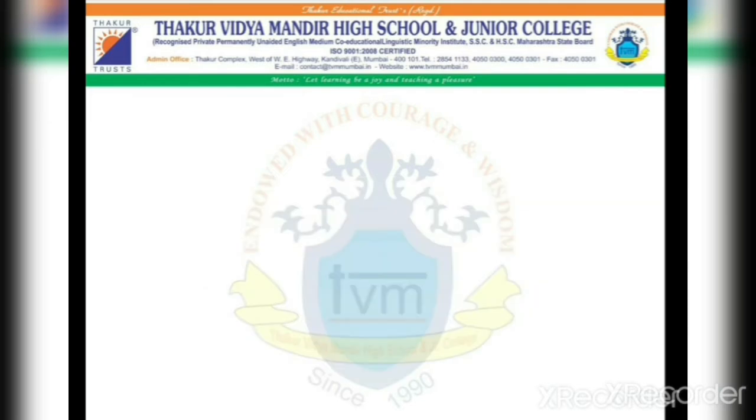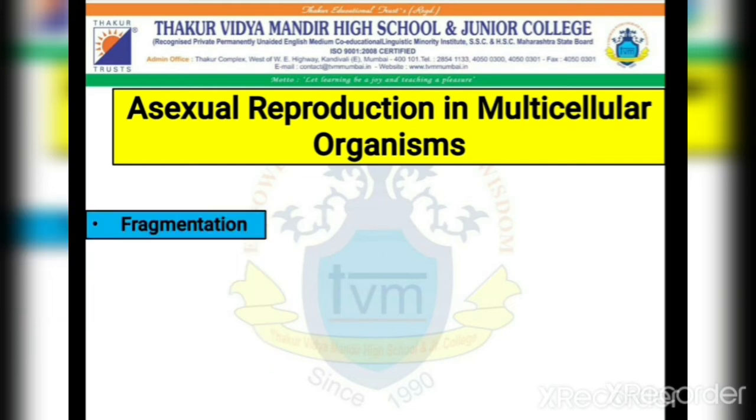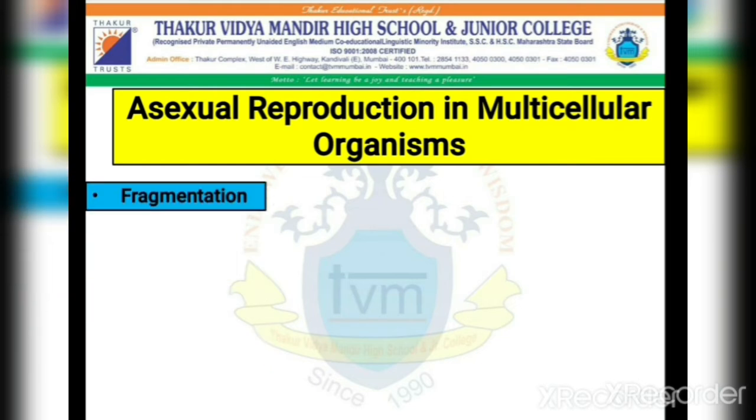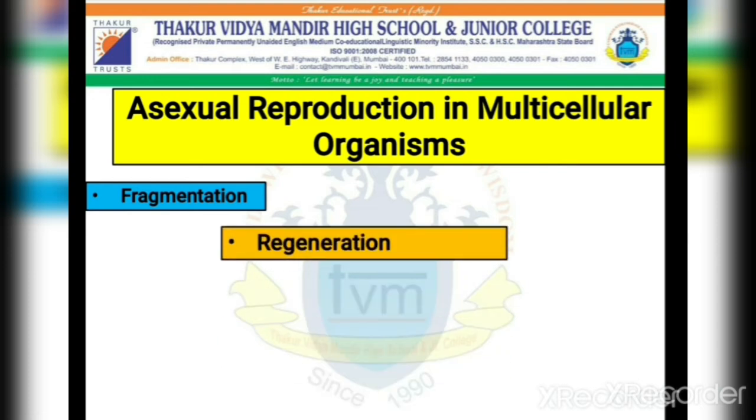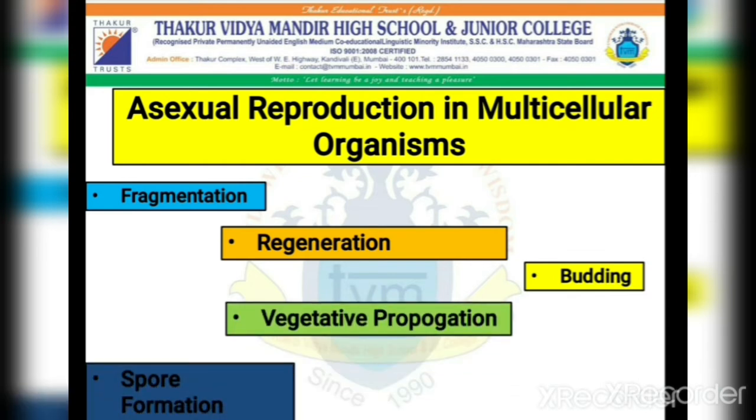The next topic is asexual reproduction in multicellular organisms. In multicellular organisms, asexual reproduction is carried out by five methods. They are fragmentation, regeneration, budding, vegetative propagation, and spore formation. Let us see these methods one after the other.